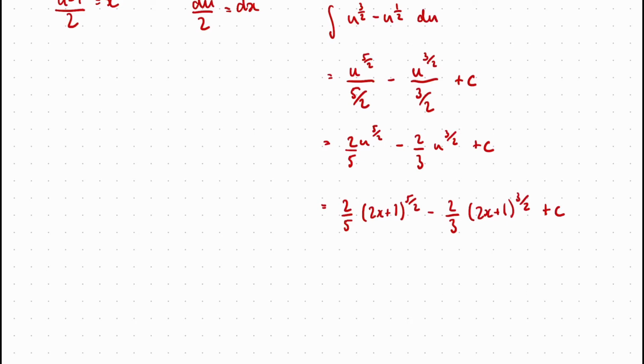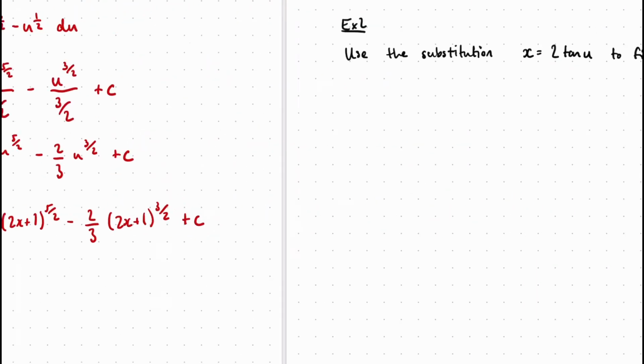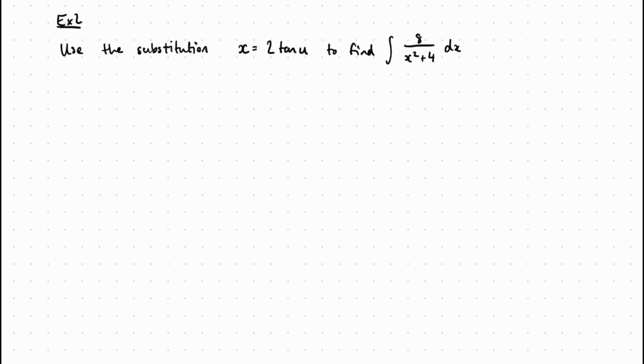If it was a definite integral, they would give us some values, and you'd substitute them in now to find the area under the curve, but as it just wanted us to find the integral, this is where we stop. Let's have a look at another question. So this is example 2.